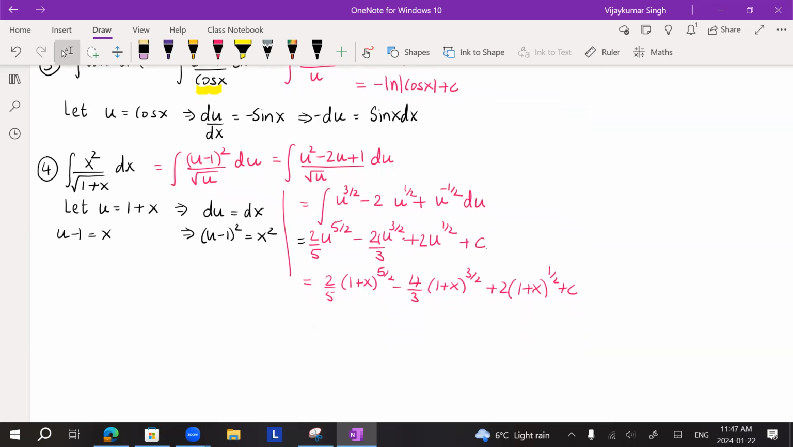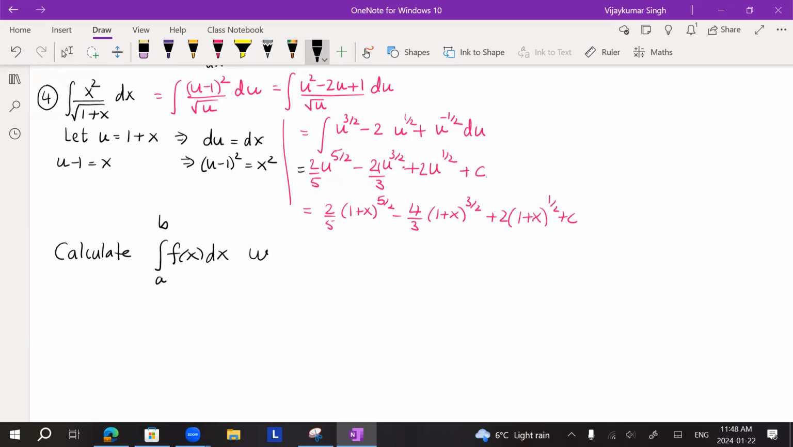All right. So this is the computation involved in doing the substitution rule for indefinite integrals. Now, the next thing is let's apply this to calculate a definite integral. How would we go about that? Using substitution.